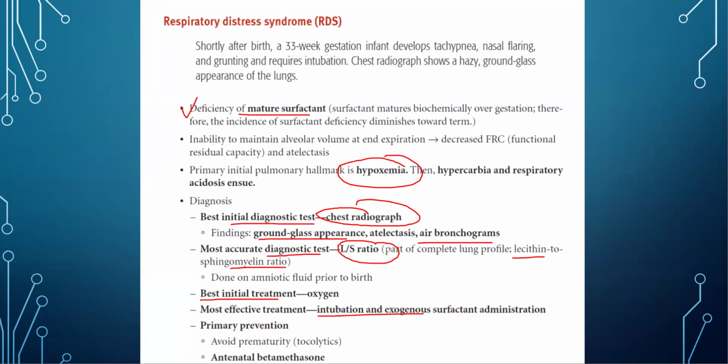Okay, how to avoid it? Basically, if we can avoid prematurity, we can avoid RDS. Or sometimes if you know that the child is going to be born within few days and the child is less than 34 weeks, then you can also give antenatal steroid to bring the lung maturity. So that's one of the way to bring the lung maturity in a premature baby.